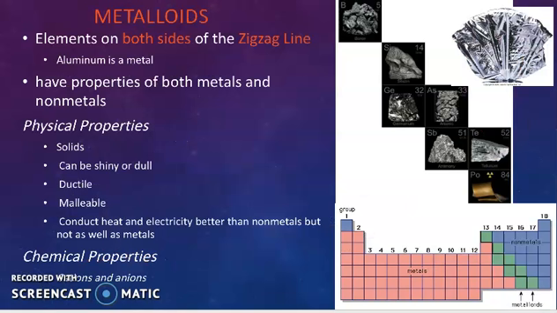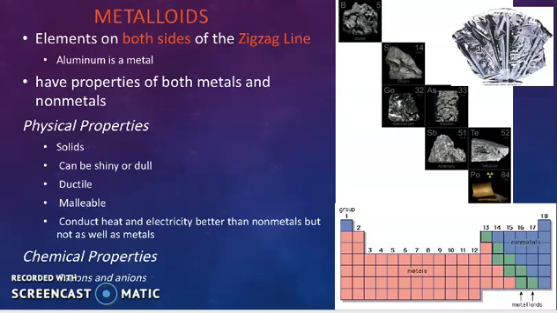Next we have metalloids. These are elements on both sides of the zigzag line, so they're touching that zigzag line. Aluminum is an exception. It's touching the zigzag line right here in group 13, but it's actually just a metal. They have properties of both metals and nonmetals.